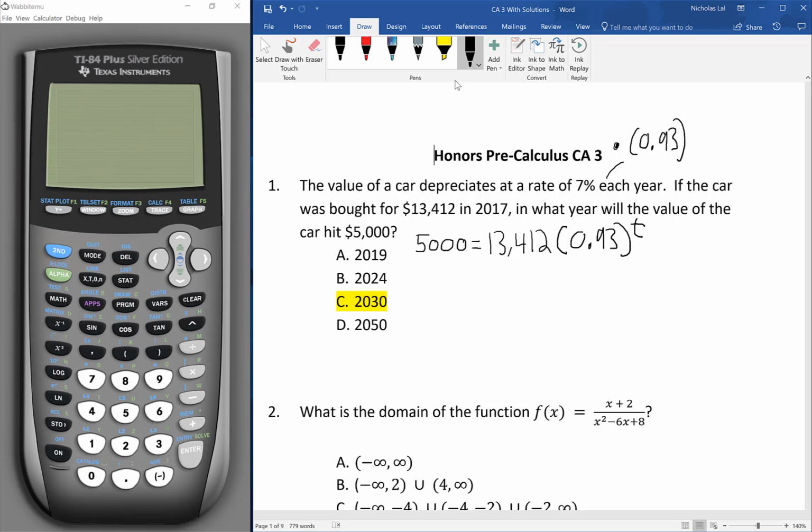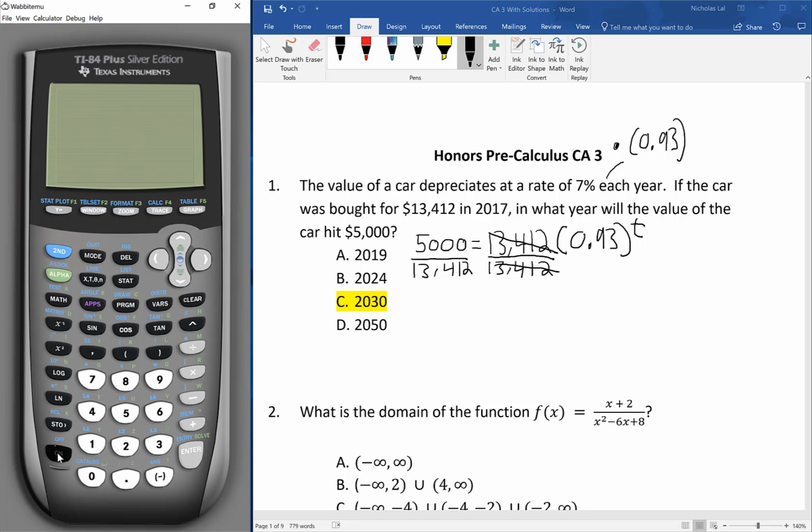So what we can do to solve this is we need to isolate t to figure out how long it takes to depreciate from $13,412 to $5,000. So we need to isolate t. So first step is to divide each side by 13,412. And this will cancel out.